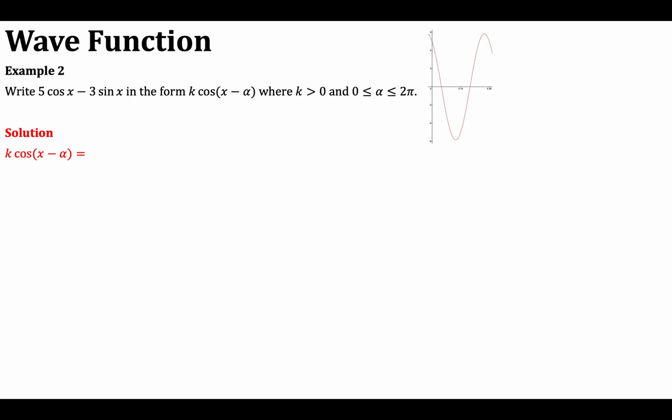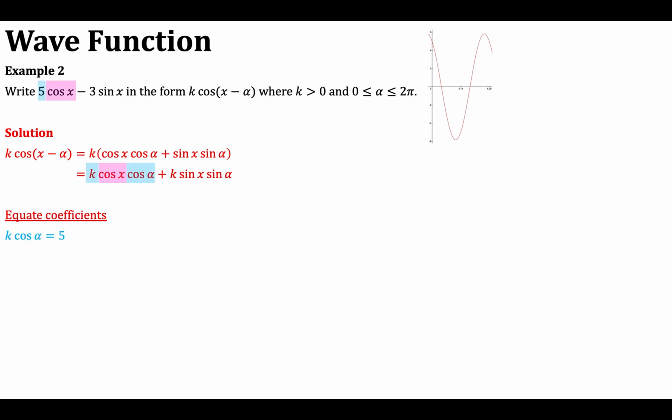So using our addition formula then, we know that k cos of x minus alpha will be equal to k cos x cos alpha plus k sin x sin alpha. We then need to equate coefficients to come up with our simultaneous equations for k cos alpha and k sin alpha. So examining the coefficients of our cos x first, we will obtain k cos of alpha equals 5, and examining our coefficients of sin x, we will obtain k sin of alpha equals negative 3.